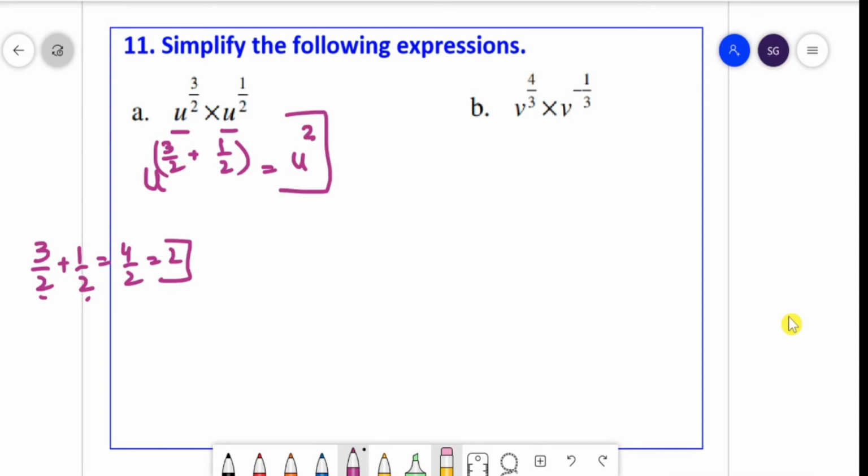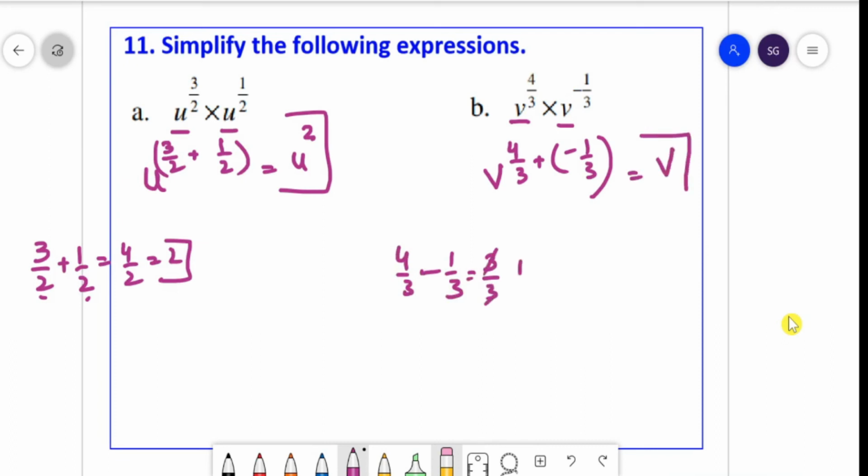Similarly, this is again same bases multiplied, so we will add the powers, 4 over 3 plus negative 1 over 3, but we will have to do this separately here. So 4 over 3 plus minus, these are like fractions. 4 minus 1 is 3 over 3, hence this is also 1. This is v to the power 1, and we don't show power 1.